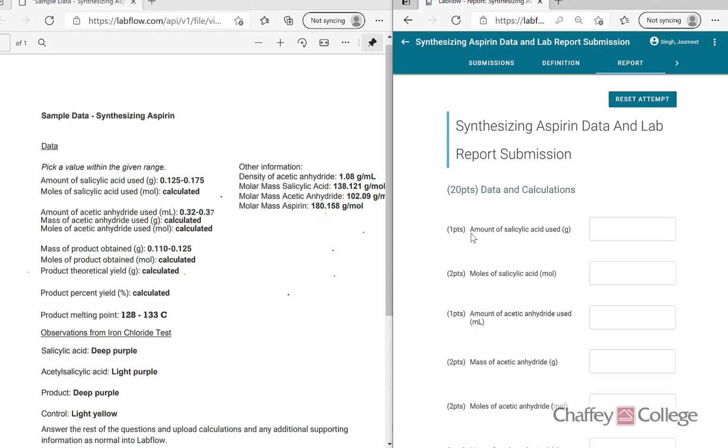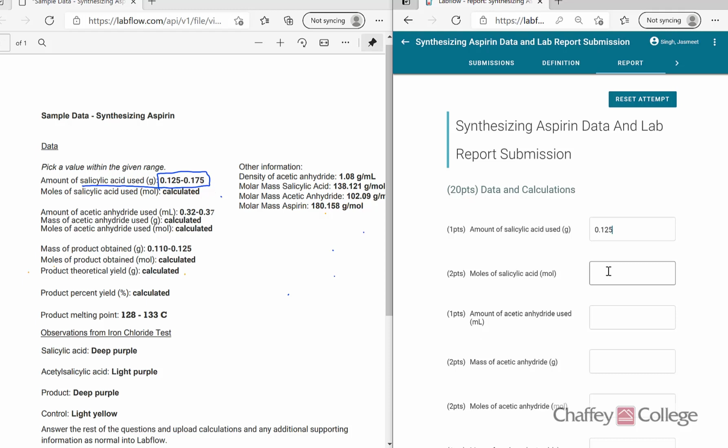Okay, so the first section where we're gonna need data is the amount of salicylic acid used in grams. So the value of salicylic acid used is given here. So any number between 0.125 and 0.175 will go here. So I'm gonna use the first value, so please use some other value. So I'm just gonna use 0.125. But you should use some other value anywhere between 0.125 to 0.175.